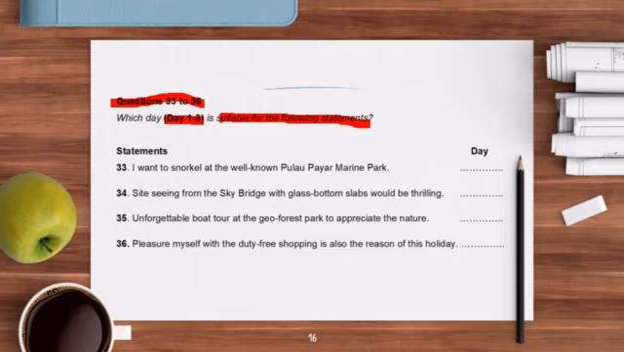So what you have to do here is put the answers, whether day 1, day 2 or day 3. The word in the bracket here is actually the clue for you on how to write the answer. Please try and answer these questions.